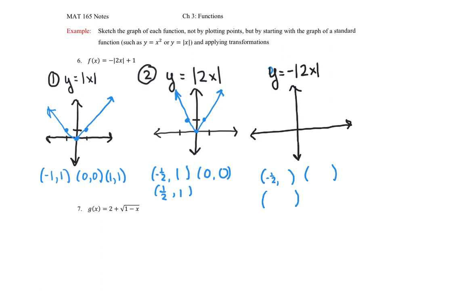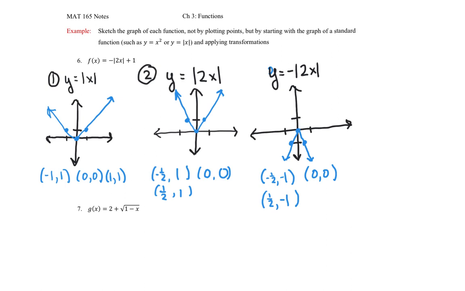So this used to be a positive 1 here. Now it will be a negative 1. This was 0, that'll remain 0. This was 1, now it will be a negative 1. We'll plot the graph. And so far, our transformations are looking like this.